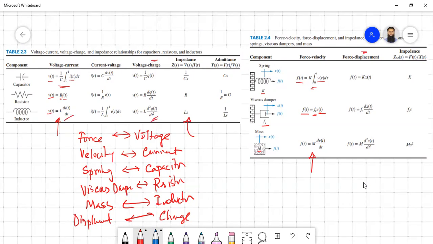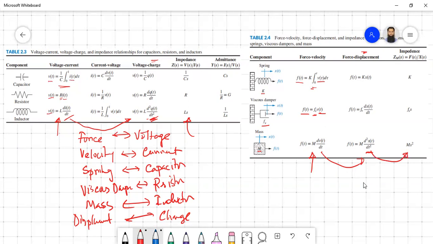Basically from this equation here, which is actually a modified version of this one. Similarly, this column is a modified version of this one. Okay, so the velocity is the rate of change of the displacement. So from this one, actually, the impedance is being calculated.